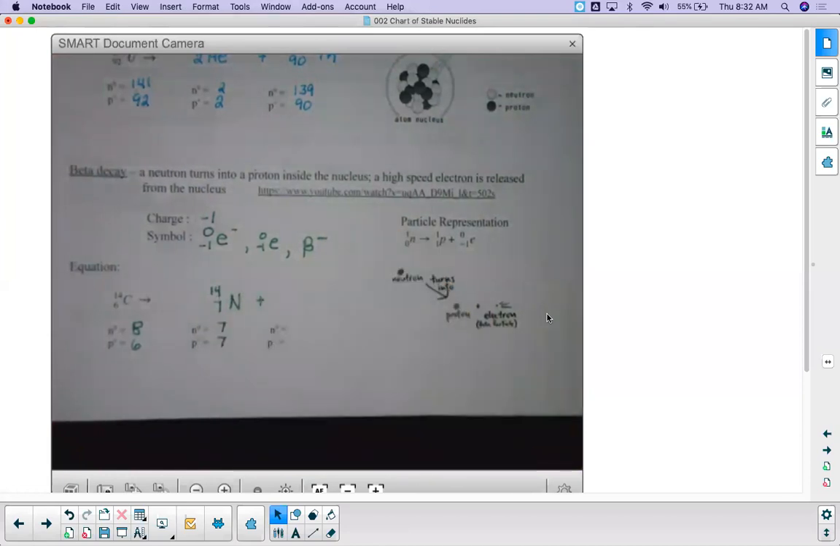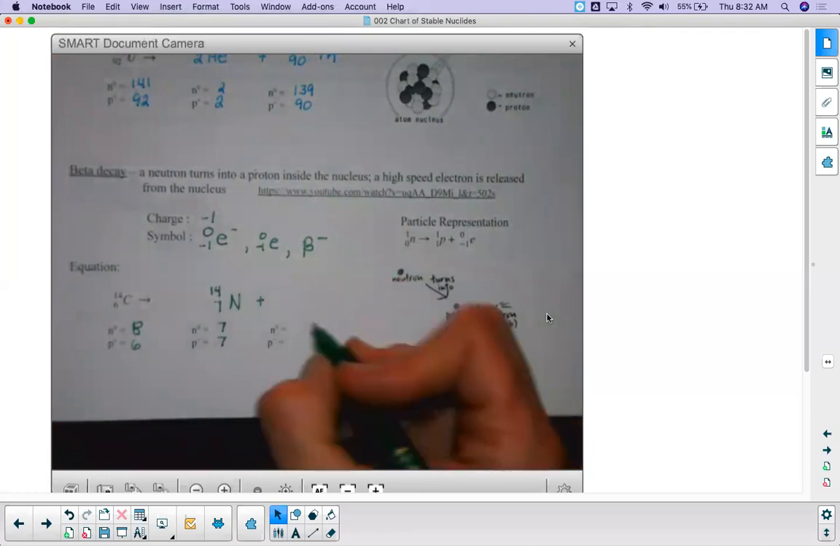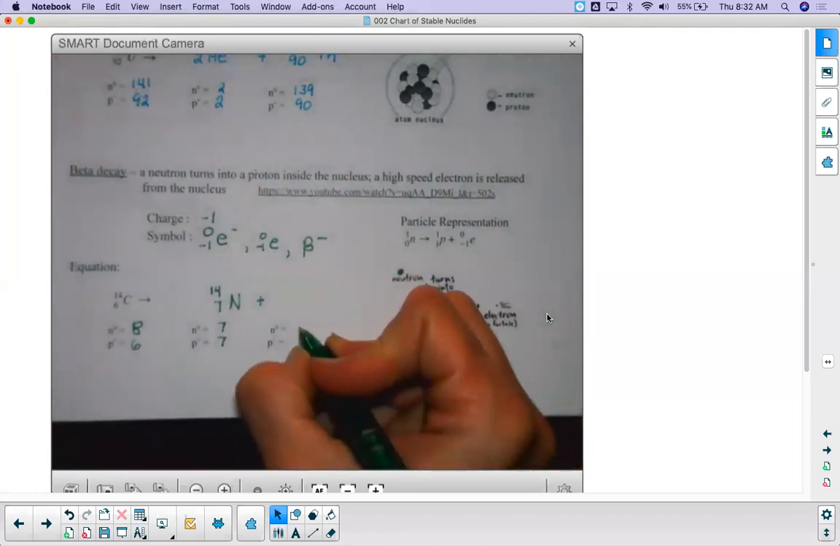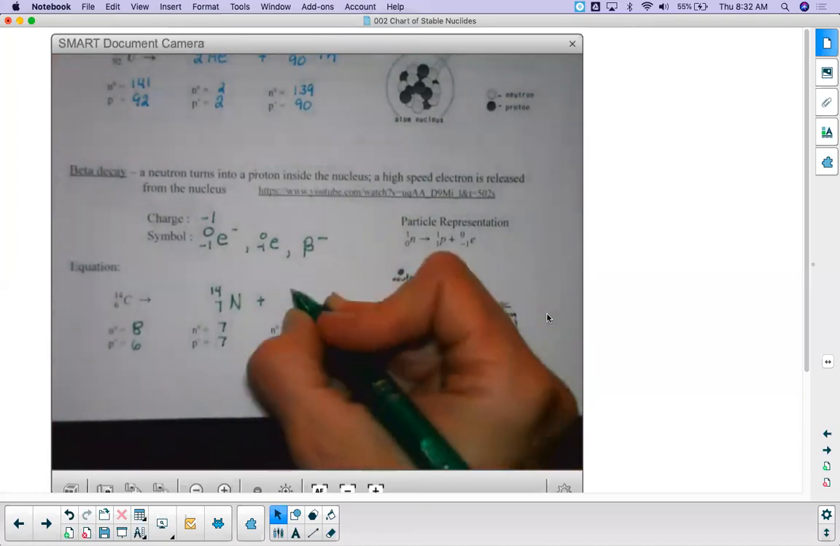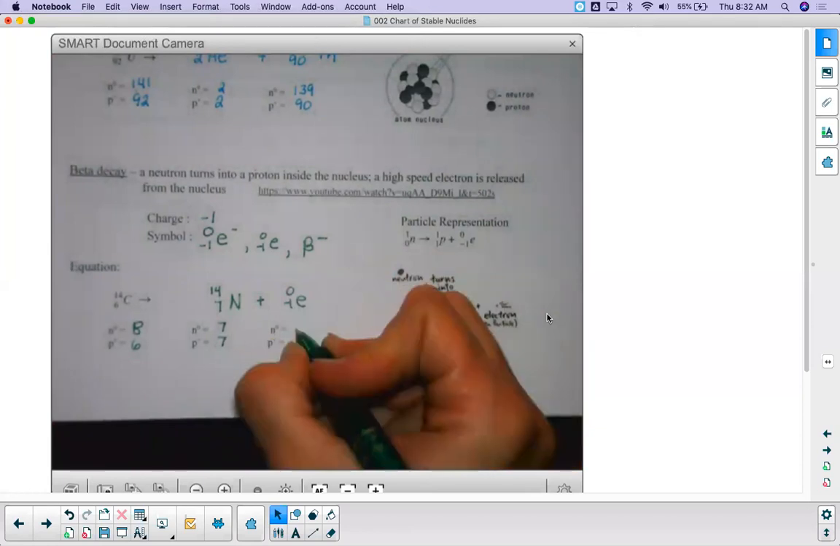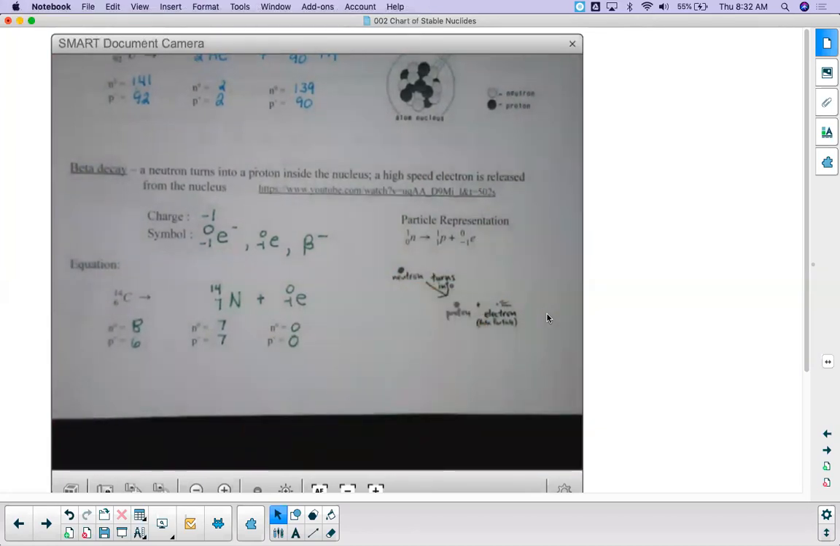And in order to do this, we have to give off a beta particle. And a beta particle contains 0 -1 e, no neutrons, and no protons. So we haven't gotten rid of anything in the nucleus. We just traded a neutron for a proton.